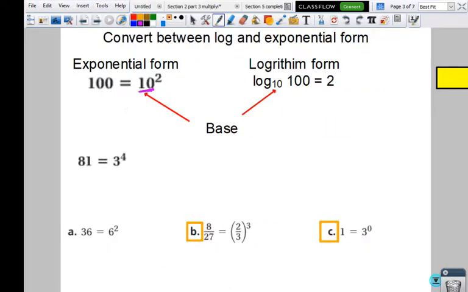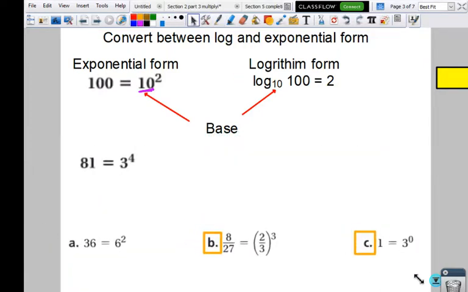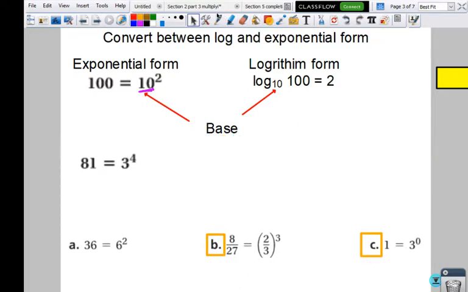Okay, so we're going to rewrite 81 equals 3 to the 4 in logarithmic form. Actually, let me see if I can make this fit here. There. All right, so you put the 4 where the 10 was? So we're going to put the 3 with the 10.